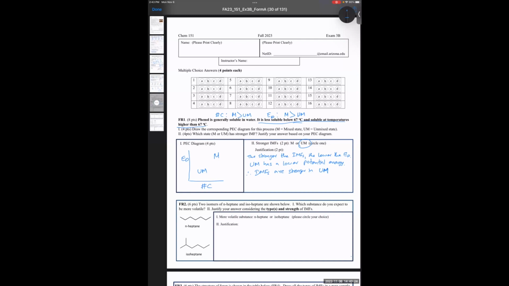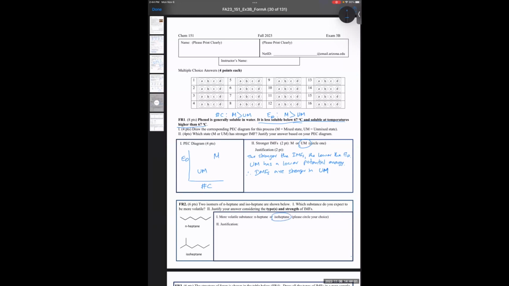First of all, again, there are 2 parts. First you need to select which substance you expect to be more volatile, and then you have to justify your answer. More volatile means you have weaker intermolecular forces, because if you have weak intermolecular forces, it is easy to go to the gas phase, meaning it is more volatile. So I'm going to pick isoheptane as my more volatile substance.